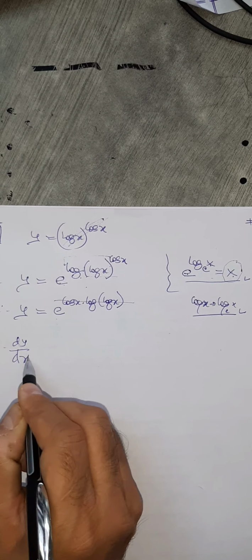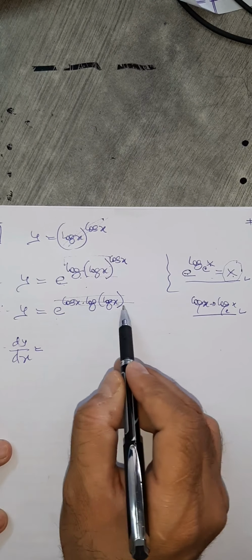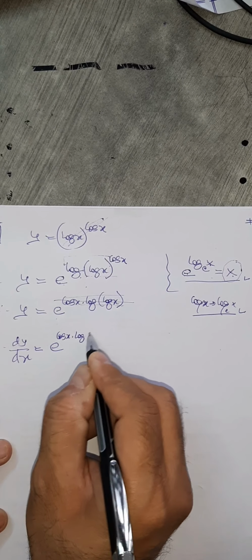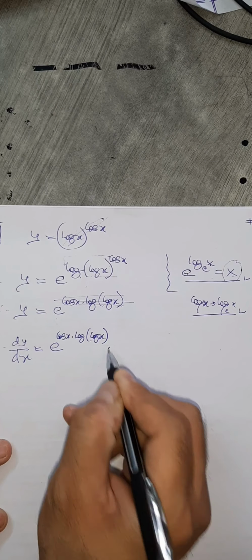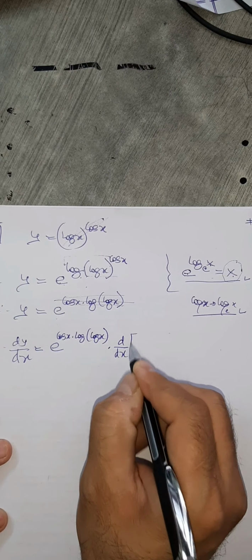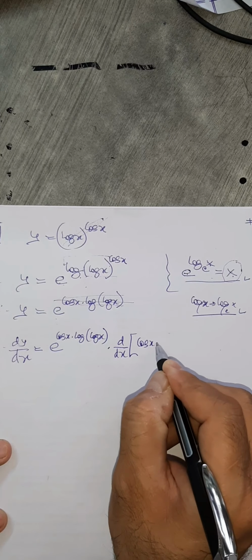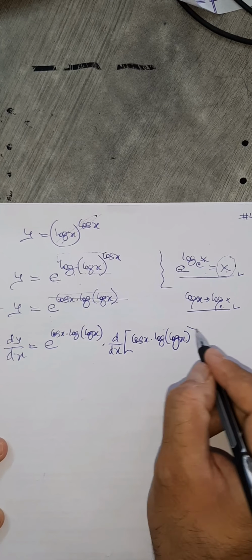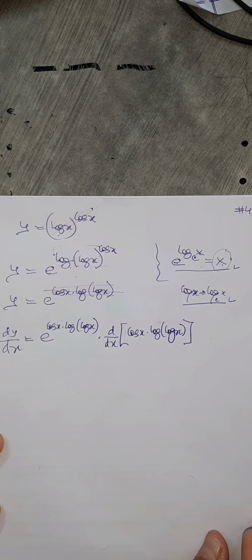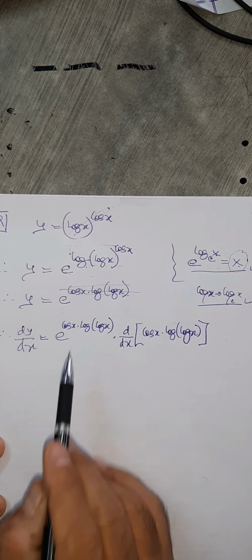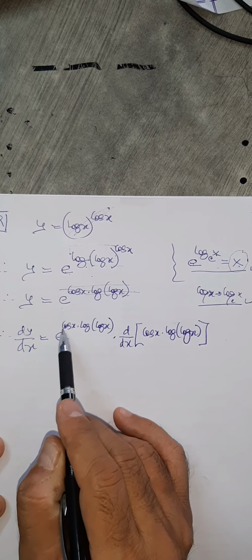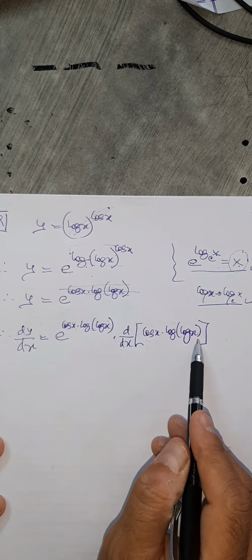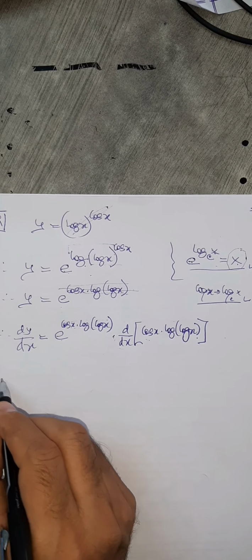dy by dx equals, imagine this as x. What's the derivative of e raised to x? e raised to x, into d by dx of the considered x, that is cos x into log of log x. I repeat this step: I'll imagine this as x. What's the derivative of e raised to x? That's e raised to x into, by chain rule, d by dx of the considered function. That is this.